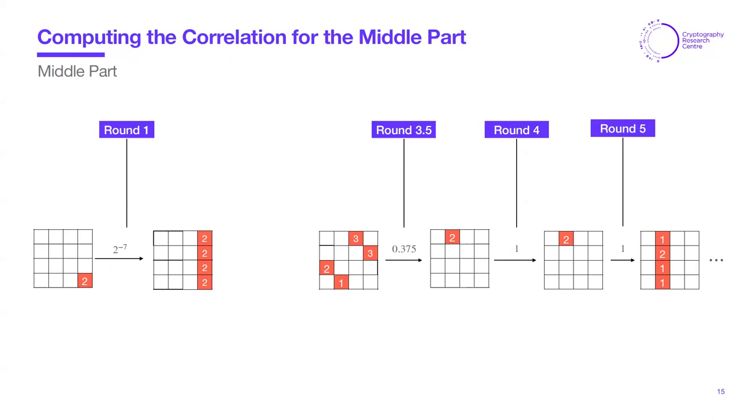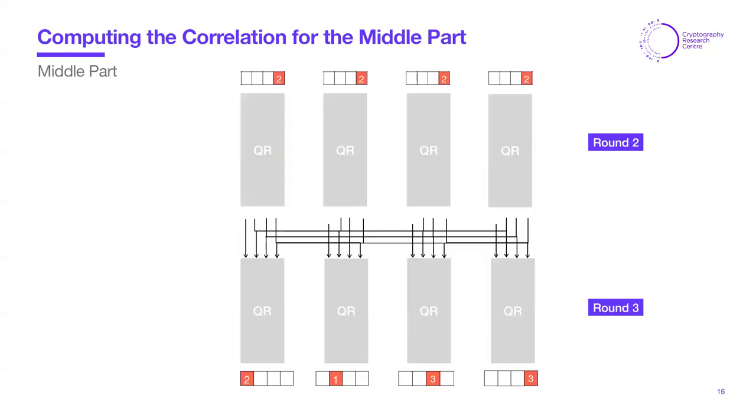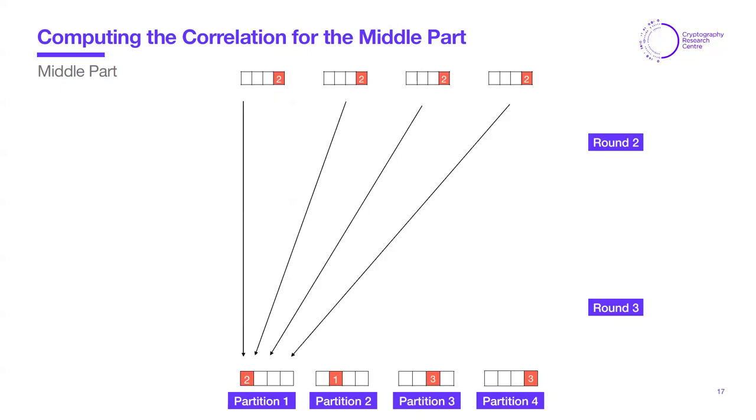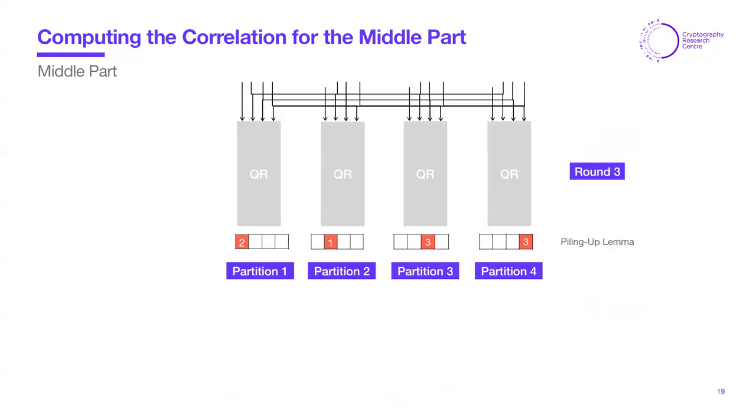Then we set the middle part at rounds 2 and 3. We wanted to compute the correlation of this middle part, but we saw after experiments that the correlation was not stable. So we tried to figure out a way to estimate this correlation. As you can see, after two rounds, the outputs of every quarter round, this one here, are independent. So we use the piling-up lemma, creating four partitions for this differential linear distinguisher. Actually, we create four differential distinguishers, and this is one of them. This is another one, and so on. Then, using the piling-up lemma, we estimate the correlation of the middle part.